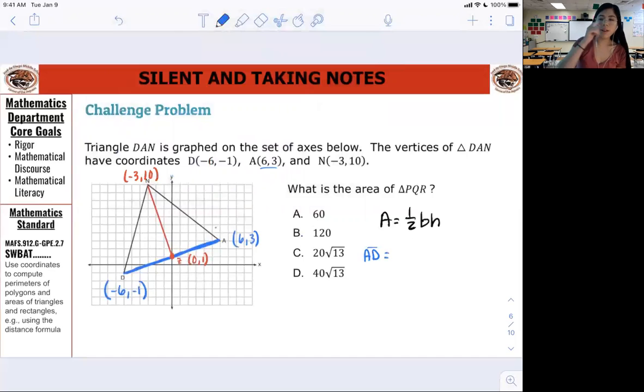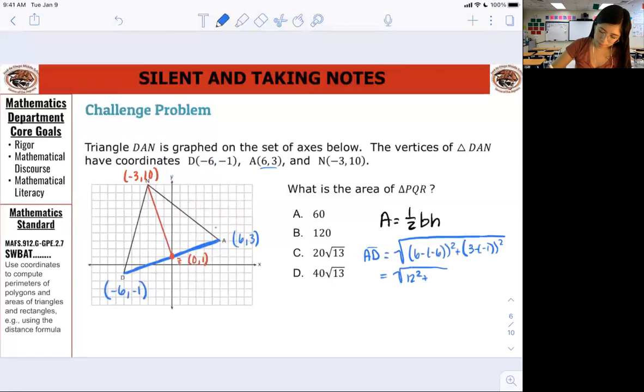Okay. All right, so AD, the distance formula, what does that give me? I get 6 minus -6 squared plus 3 minus -1 squared. That would be 12 squared plus 4 squared, which is 144 plus 16, 160. So I get the square root of 160. Gonna leave that the way it is.